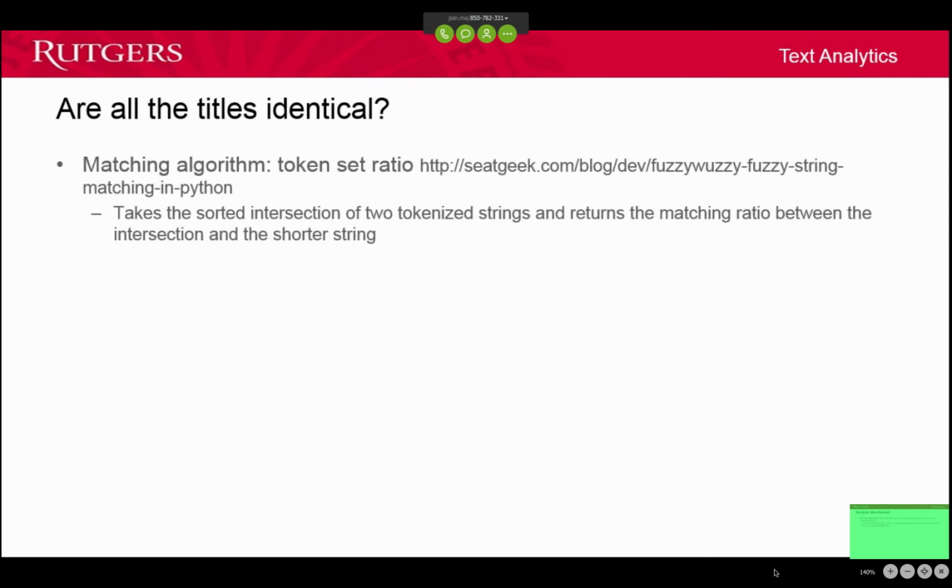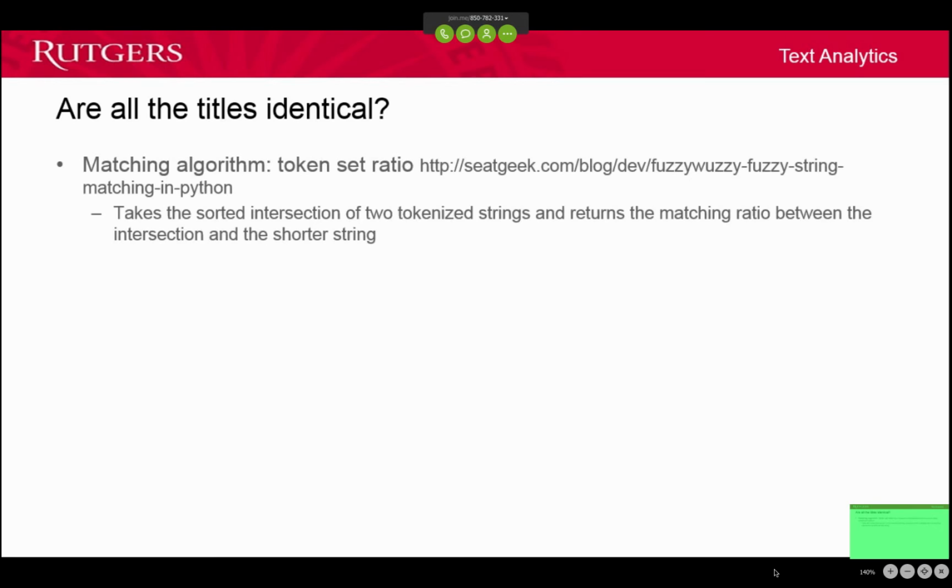So are all the titles identical? What I do is I take all the risk titles and put them in separate text documents, like Notepad, plain text. Each document is about 5 to 20 words long. And then I compare.